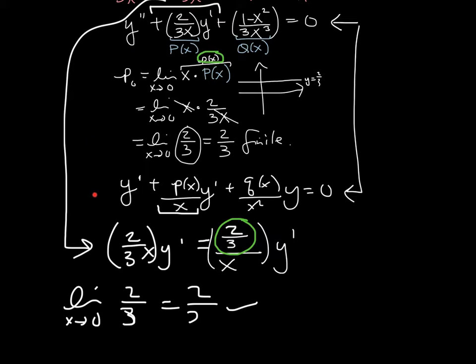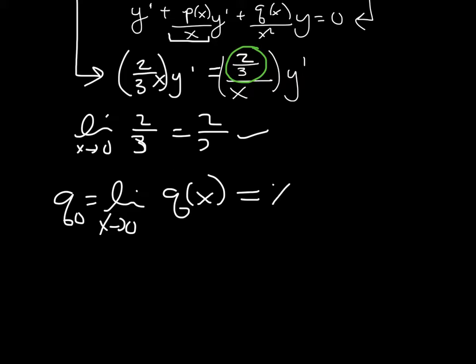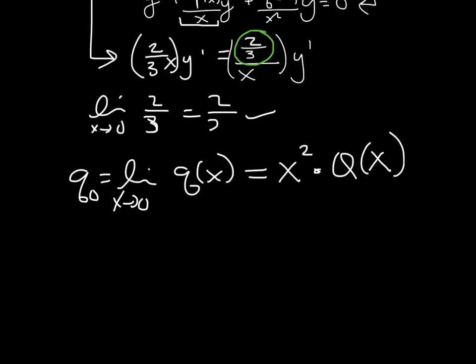So again, you can do this part, or you can do this part. You get the same limits. Okay, so Q naught. Let's do it one way first. So the limit as x approaches 0 of little q of x. My little q of x is really x squared times capital Q of x. So let's go ahead and do it the first way.